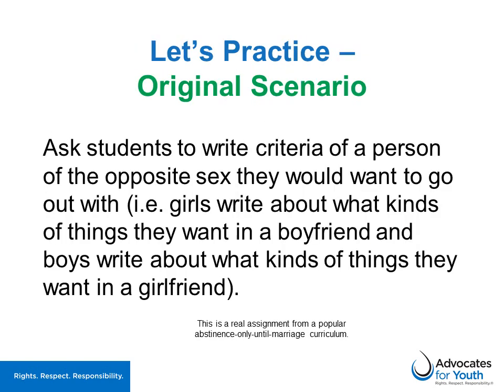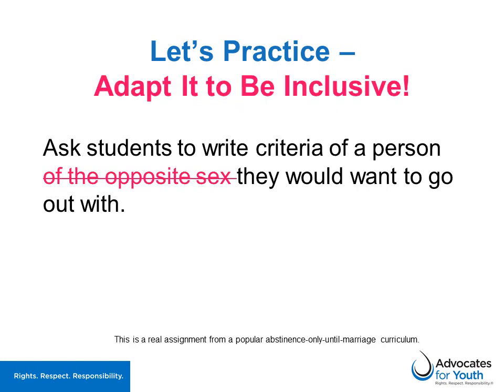So here's an original scenario from a very popular abstinence only until marriage program. You can read it for yourself, what the assignment is. And an easy way to adapt this scenario to be more inclusive would be to do something like this. Make it much more simple, really just focus on the criteria, which is the crux of the assignment anyway, and to really just talk about that they would like to go out together. That's all that you really need to focus in on. You don't need to gender it or put in sexual orientations.